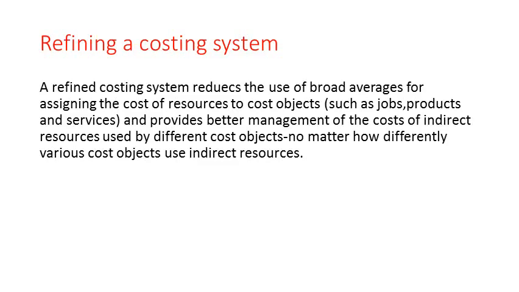Next topic is refining a costing system. A refined costing system reduces the use of broad averages for assigning the cost of resources to cost objects such as jobs, products and services. It provides better management of the cost of indirect resources used by different cost objects, no matter how differently various cost objects use indirect resources.